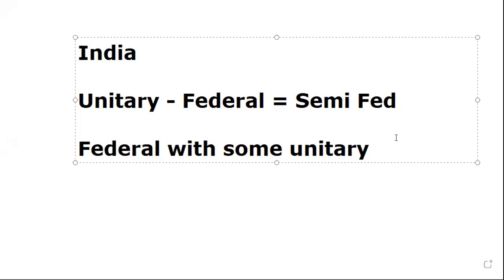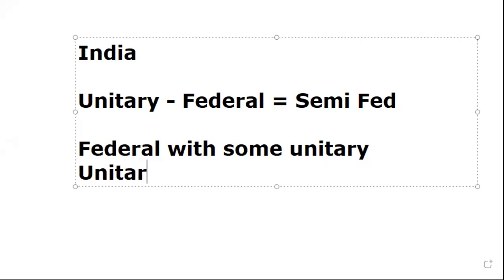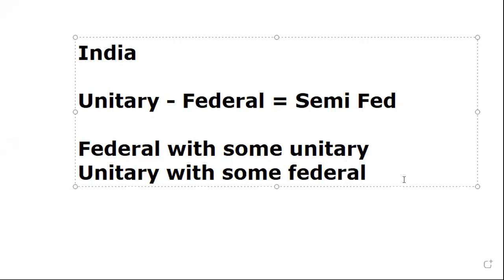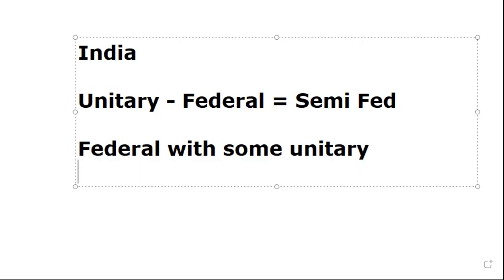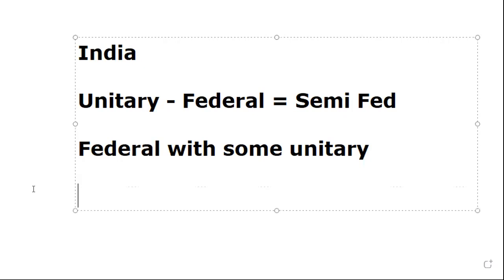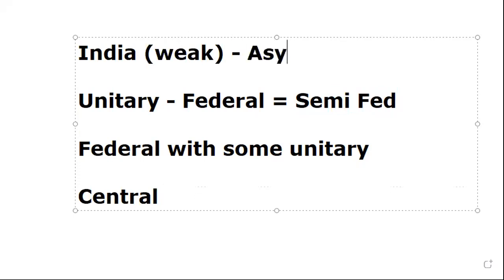So here's another argument: whether it's a federal country with unitary features, or a unitary country with some federal features. Political scientists actually disagree on that, but in this unit we go with the first assumption. We consider it a federal country. In this system, the central government is very powerful and pretty much dominates, which is why we have to use the term semi-federal, because some unitary features are there. So India is not considered an advanced federal system. India is considered a weak federal system. And they also have asymmetrical power sharing. Different states get different levels of power.